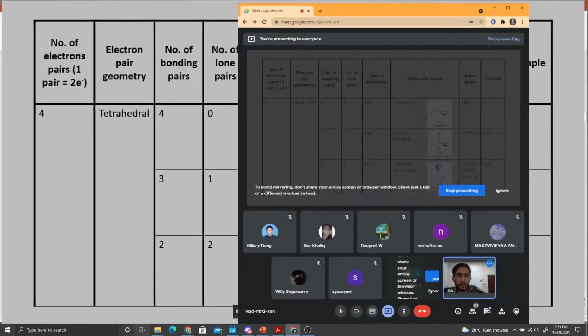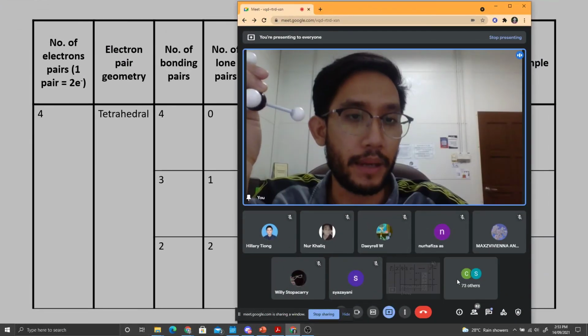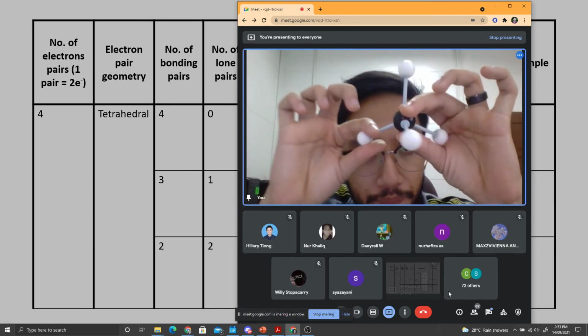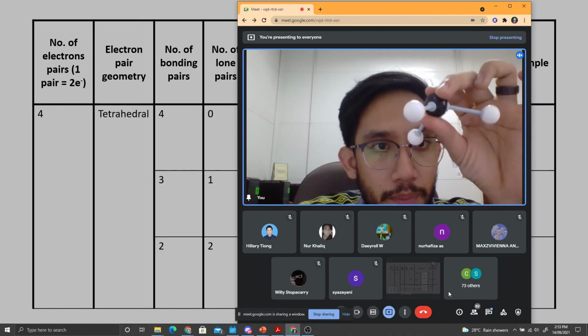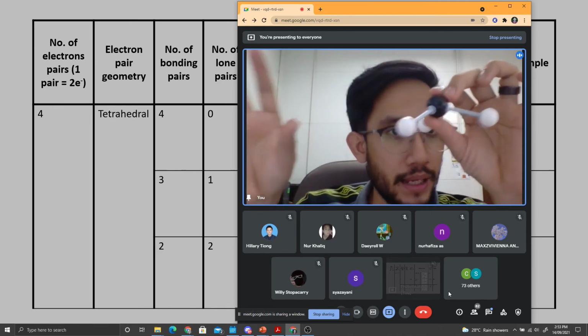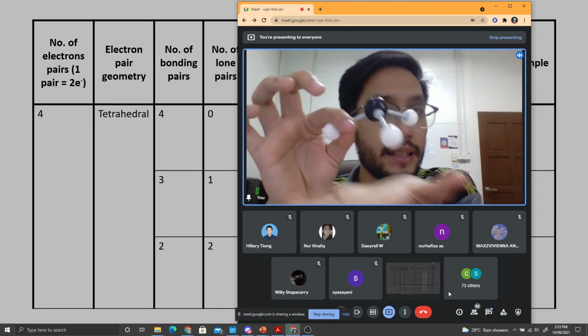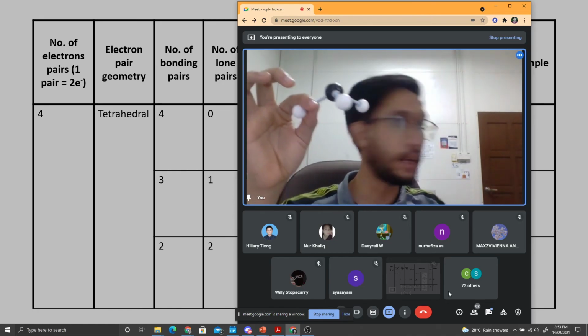Look at my camera like that. So one of the bonding pairs is a lone pair now. We imagine the lone pair isn't there, and it's like a trigonal planar.